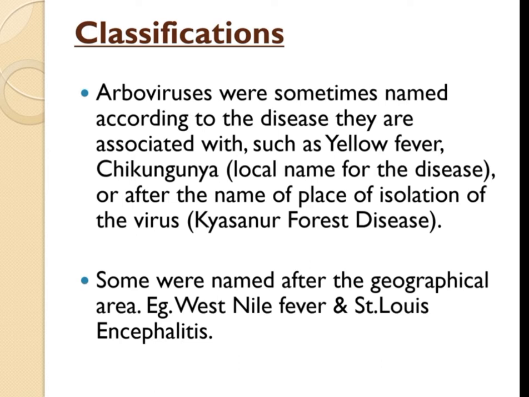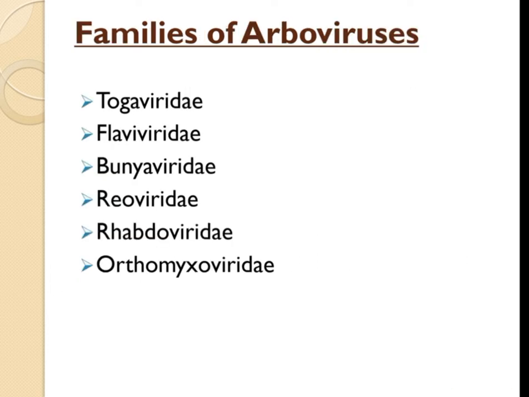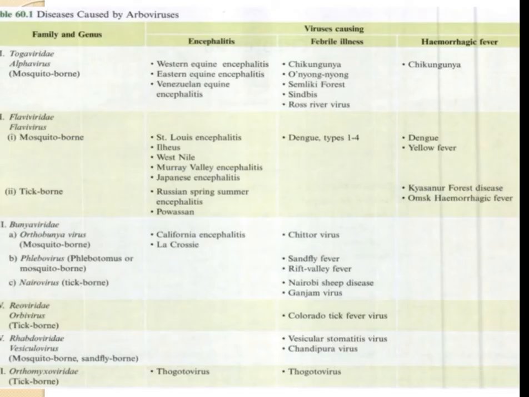Classifications. Arboviruses were sometimes named according to the disease they are associated with, such as yellow fever, chikungunya, or after the name of place of isolation of the virus, such as Kyasanur forest disease. Some were named after the geographical area. Example: West Nile fever and St. Louis encephalitis. Families of arboviruses are Togaviridae, Flaviviridae, Bunyaviridae, Reoviridae, Rhabdoviridae, and Orthomyxoviridae. Here is the list of diseases caused by arboviruses.